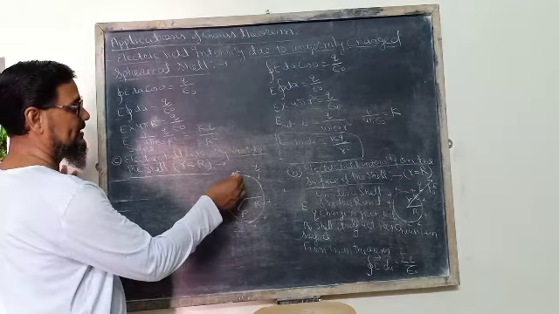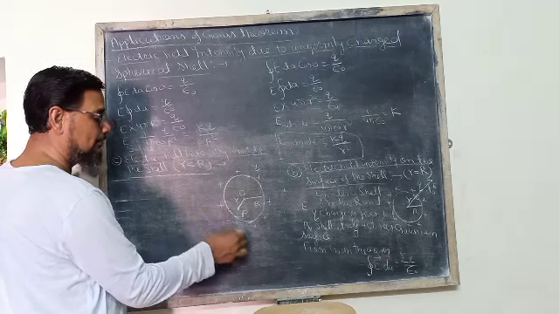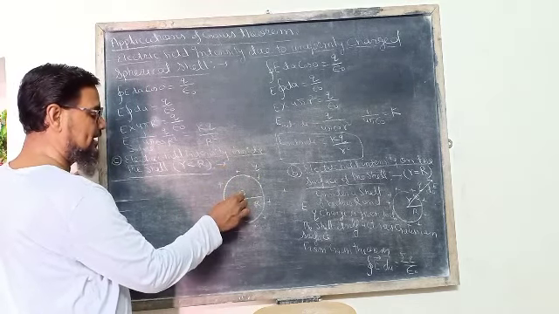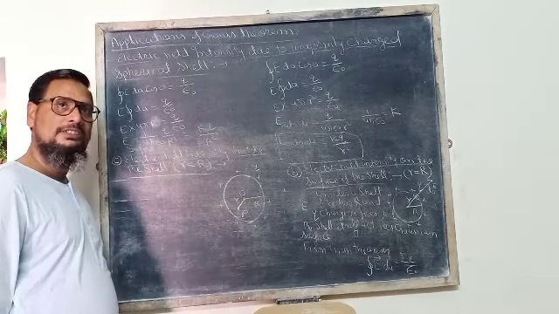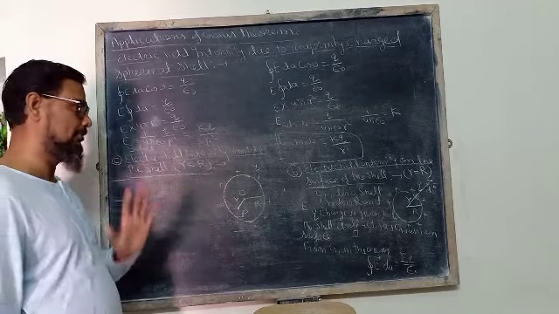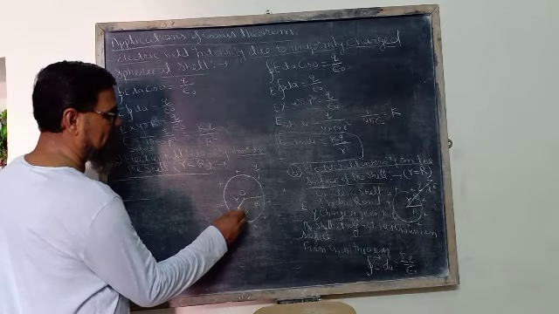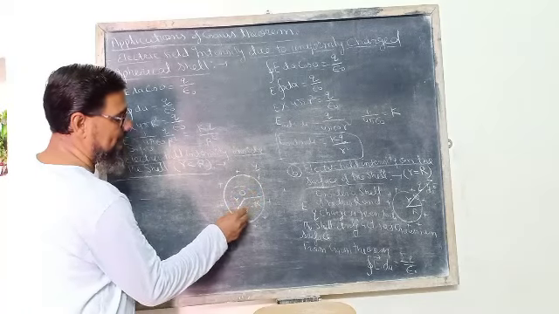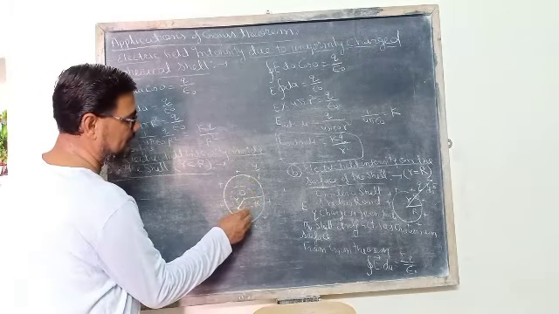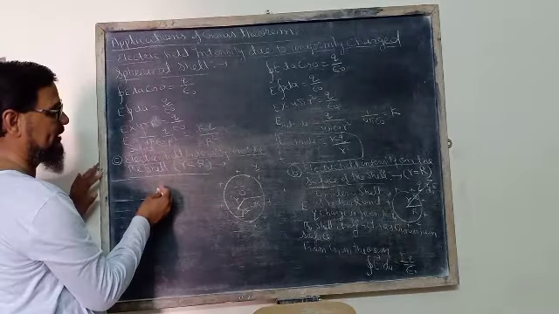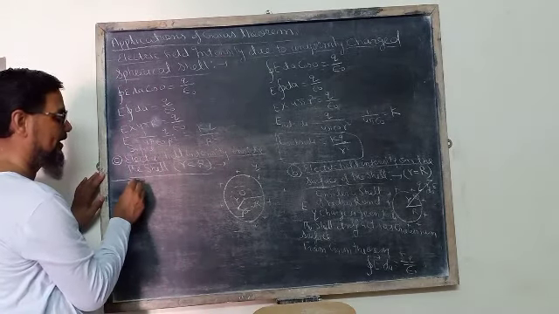Then in this case, since the whole charge is distributed on the outer surface of the shell, no charge will exist inside the shell, and the electric field intensity will also be equal to 0, because the charge enclosed by the Gaussian surface inside the shell will be 0, so the electric field intensity will be 0.